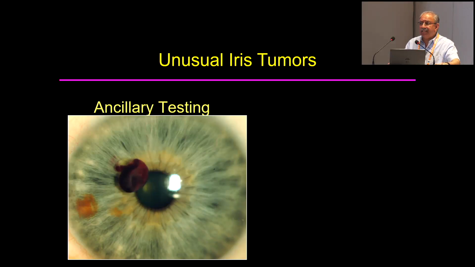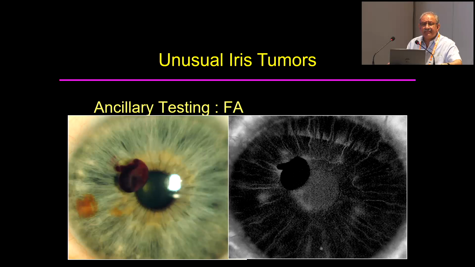So you can do anterior segment fluorescein. We did that here for the iris. And it's totally dark. There's no vascularity. It seems to be disconnected with the underlying iris. We didn't have, this is before the time of anterior segment OCT. This is many years ago.